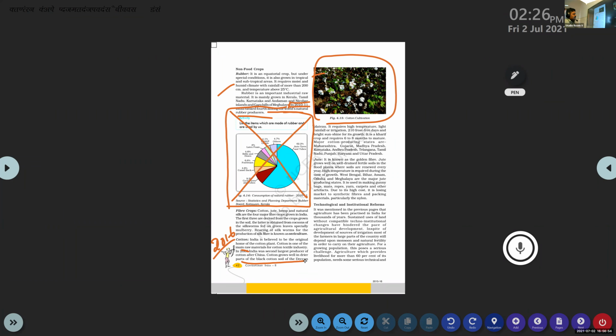Clear sunlight is necessary for the growth. Bright sunshine for its growth. It is a kharif crop and requires 6 to 8 months to mature. Major cotton producing states, you already discussed that, Maharashtra to Uttar Pradesh. Minimum 5 you should land there, right?